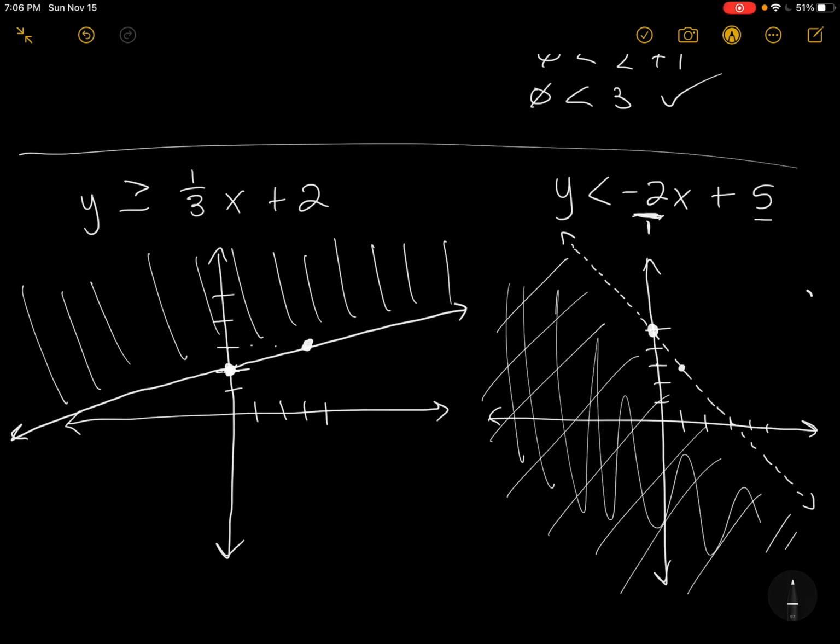So this shaded area represents all the possible points. So I can pick any point in the shaded area that I want, plug it into the inequality, and it should work. I should get whatever I have for y is less than -2 times whatever I plug in for x plus 5. Right? So an equation gives us just a line, and the line's all the right answers. An inequality, you have a shaded area, so you have way more answers compared to a line, right?